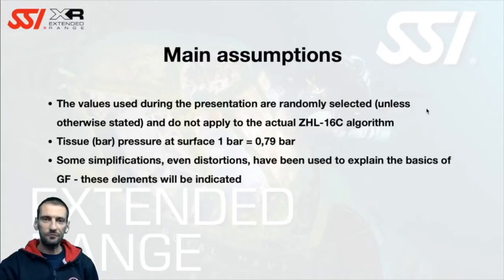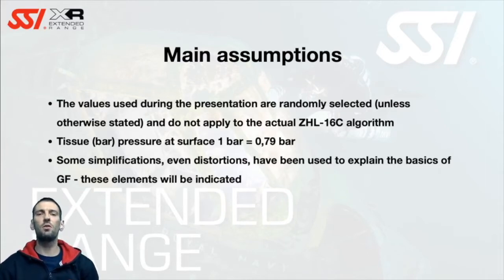Before we start, a few main assumptions. First of all, during this presentation, I will be using mostly randomly selected numbers. So don't pay too much attention to the values on the screen or on the graph, because most of those numbers are completely randomly selected. They are not representing real numbers and real values of the Bühlmann algorithm. I just use them to make it simple and easy to understand, because we are not focusing on how the algorithm actually works. We don't want to learn here how to manually calculate our decompression. We want to understand how the gradient factors work. So to make it simple, I simplify it in some points, and I just use random numbers, okay?